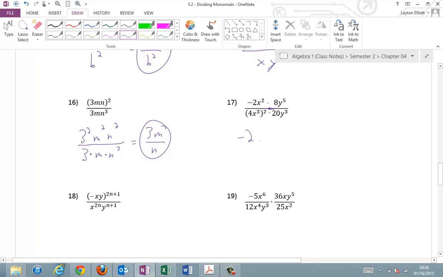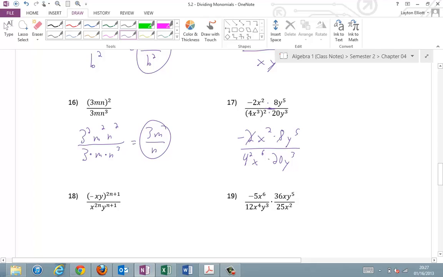17, we go negative 2 in the numerator. X squared times an 8. Y to the 5th over. Then I'm going to raise the 4 squared. X to the 6th. Still have a times 20 and a y cubed. Now, why didn't I multiply the 8 and the 2? I could have. I certainly could have. And it might have made sense to, but we got to just kind of look at this whole thing right now. 2 times 8 is 16. 4 squared is also 16. 16 over 16 is 1.